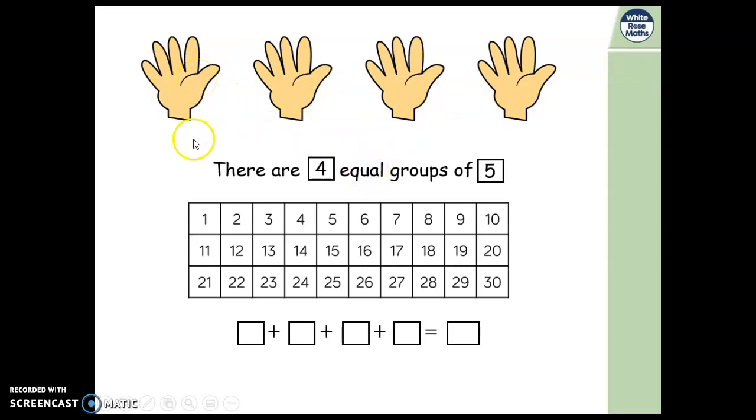If we were looking at this using a number square, we'd start at 5. 1, 2, 3, 4, 5, 10. 5, 1, 2, 3, 4, 5, 15. Add another 5, 1, 2, 3, 4, 5, 20. So 5, 10, 15, 20.